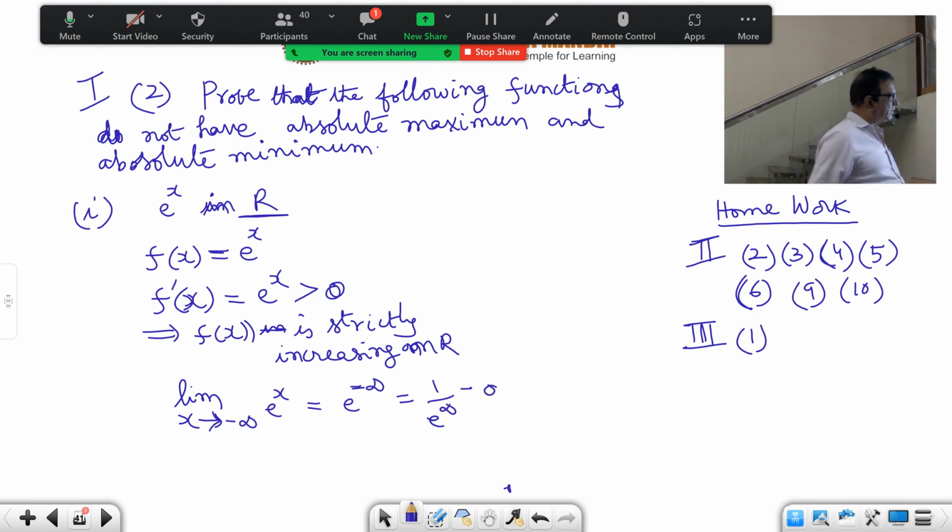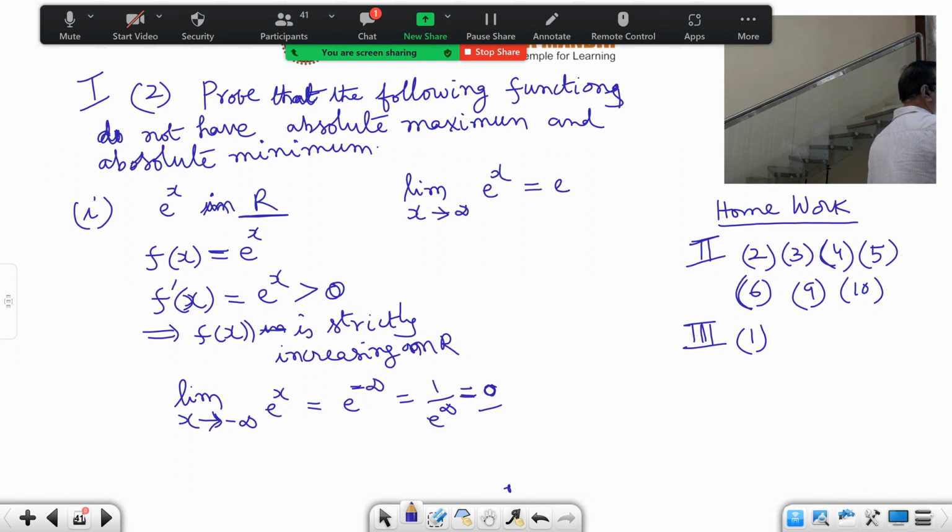So, as you go to the left side on the number line up to minus infinity, the function will never become 0, but it will be approaching 0. Similarly, limit x tends to plus infinity, e power x is e power infinity, which is infinity. So, as you go forward, the function will go on increasing. There is no maximum value.